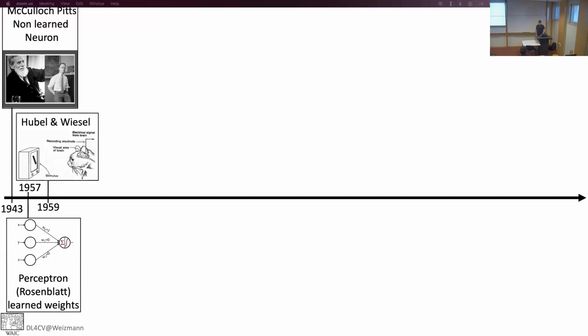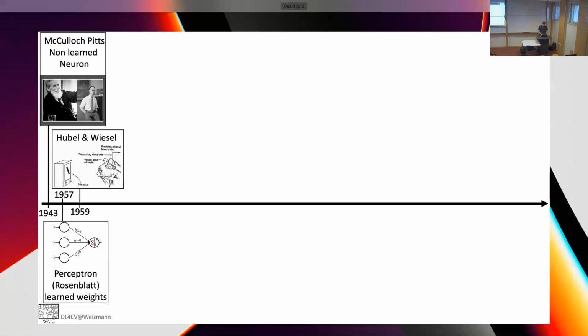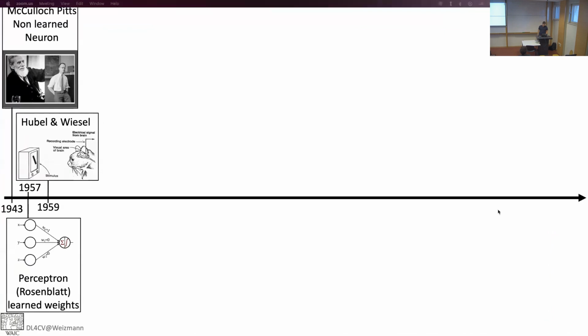Then in the world of neuroscience, a major thing happened, where Hubel and Wiesel did this famous experiment. There was this cat, and they were showing it lines in different orientations. They had electrodes in its brain. It wasn't very humane. Then they found out that specific neurons fired whenever the cat was shown a specific orientation.